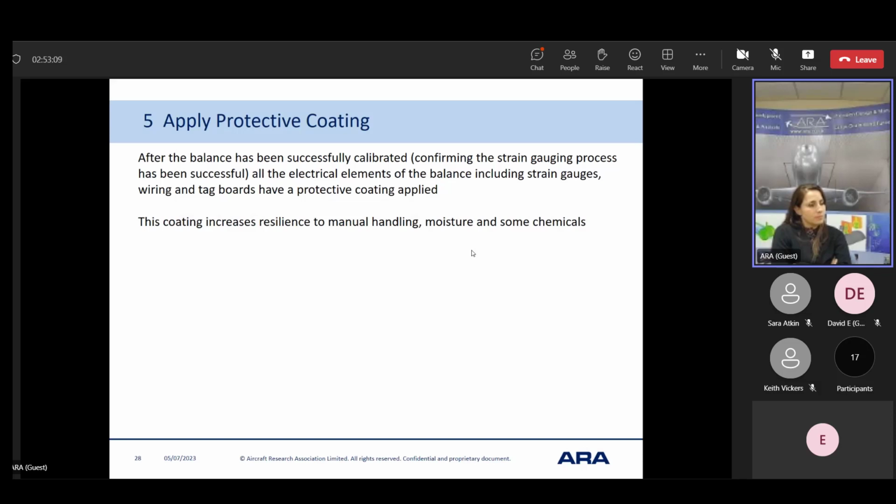And finally, after the balance has been successfully calibrated, confirming that the strain gauge process and installation has been successful, the strain gauges, wiring, and tag boards are all protected with protective coating. This protects the balance against any damage, moisture or harsh chemicals that may come in contact with it during manual handling or in the testing environment.